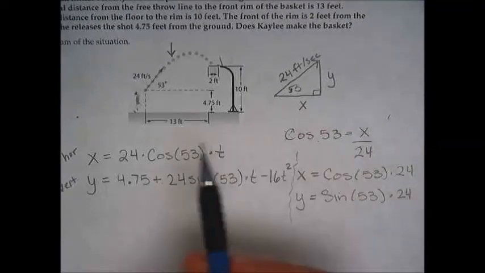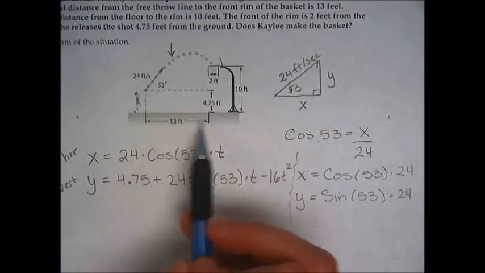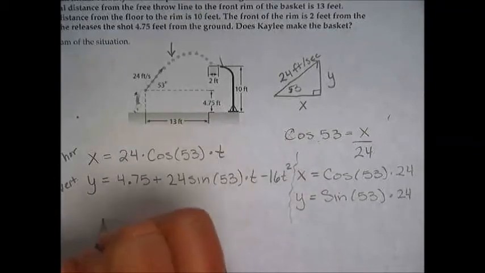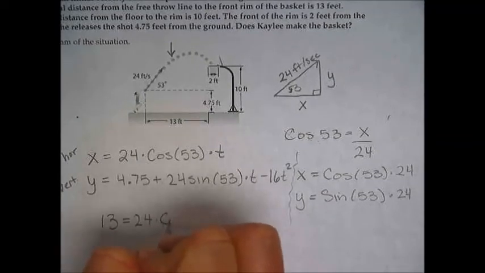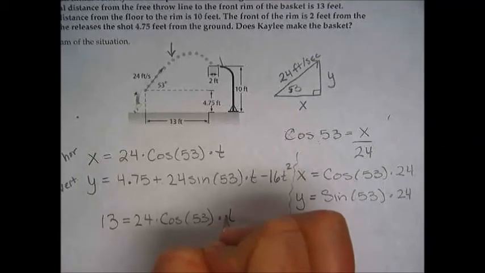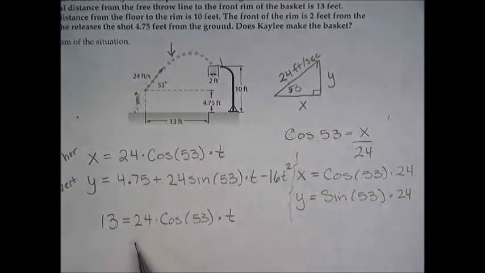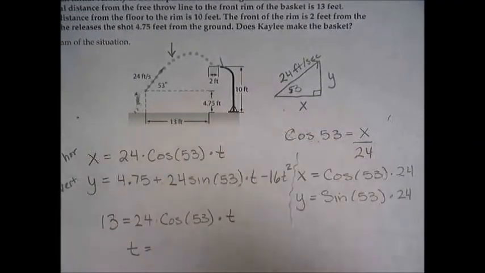So the question is if she's going to make the basket. The first thing we need to figure out is how long it would take the ball to travel this 13 feet. So if I let x equal 13, I can figure out what t would equal when x is equal to 13. So t would equal 13 divided by 24 times the cosine of 53.